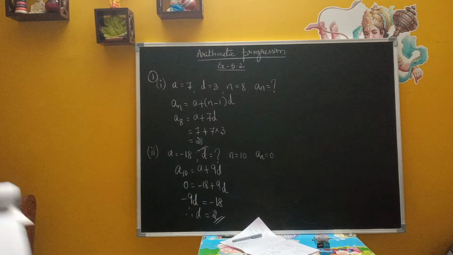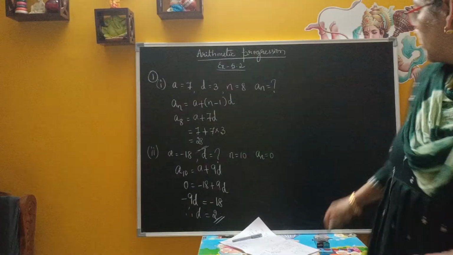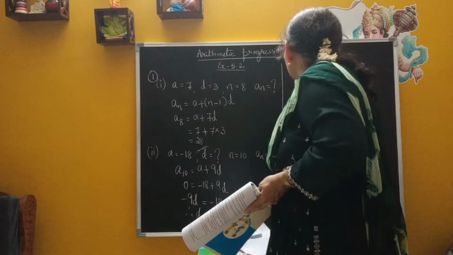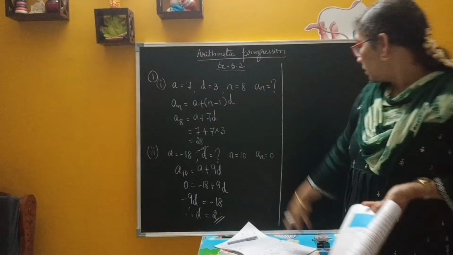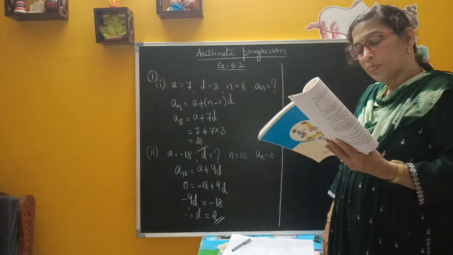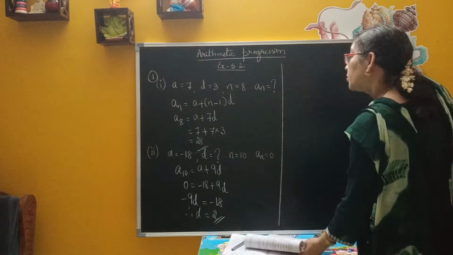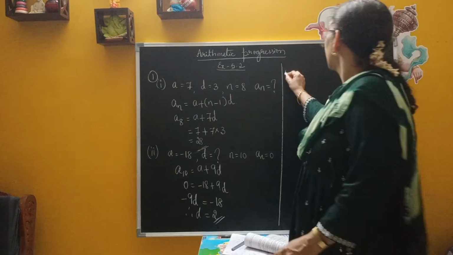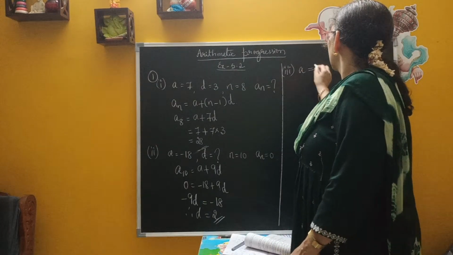Now let us go for the third problem. In the first problem we got AN, in the second problem we found D. Now I will take the third one. It is asked to find A. Let me show that also. So it is asked to find the value of A. The third one. A is equal to how much?